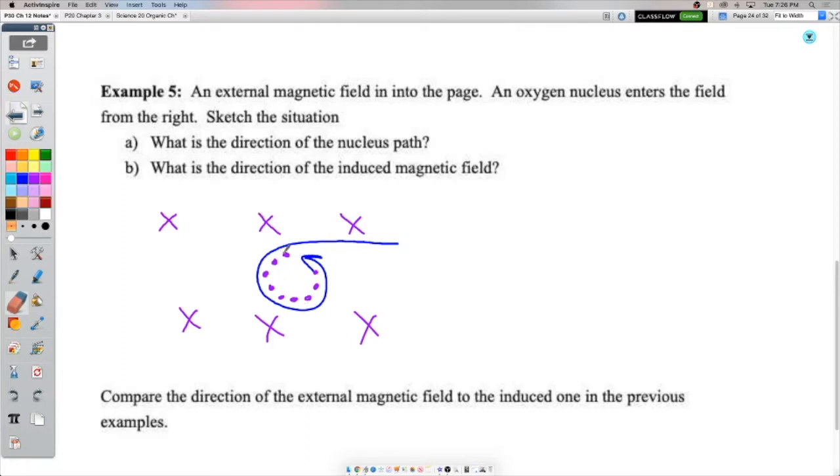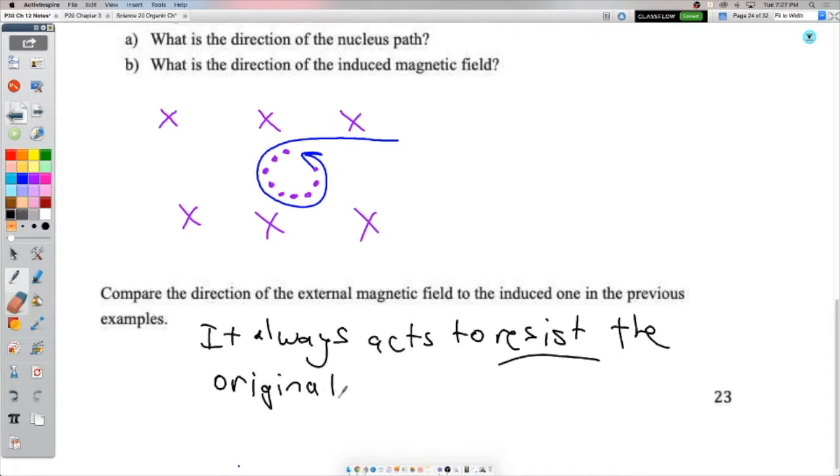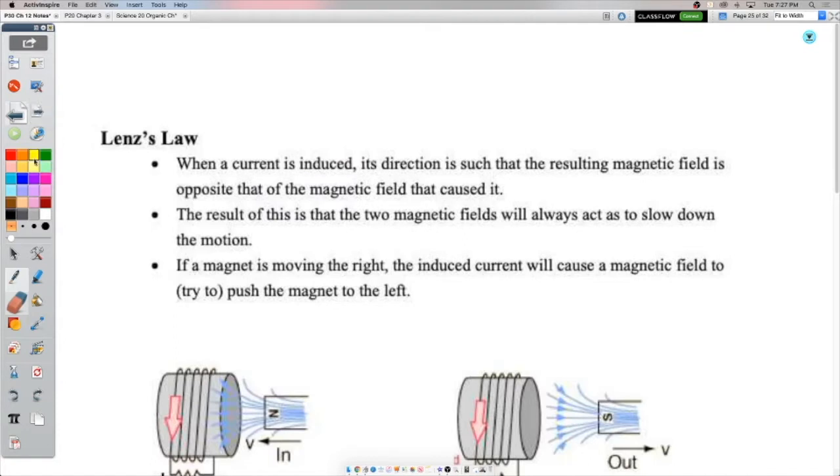So again, this induced magnetic field is acting to do the opposite of what the original change in the magnetic field was doing, right? So compare the direction of the external magnetic field to the induced one. Well, it always acts to resist the original change in magnetic field, right? As we just saw in those two examples, without even thinking about it too hard, just using our hand rules, we said, hey, it seems like it's always acting to resist whatever change in magnetic field it's going through. Now, this is actually basically a statement of something called Lenz's law.